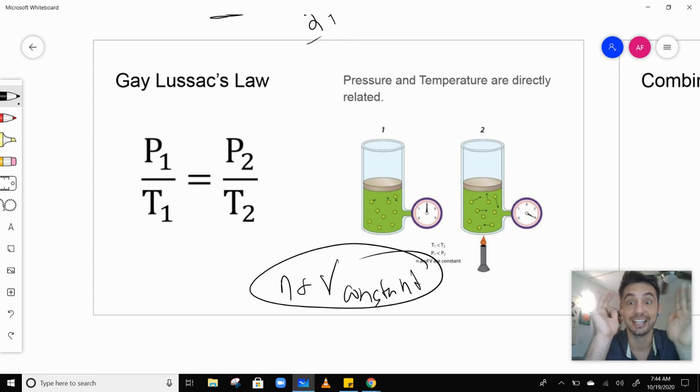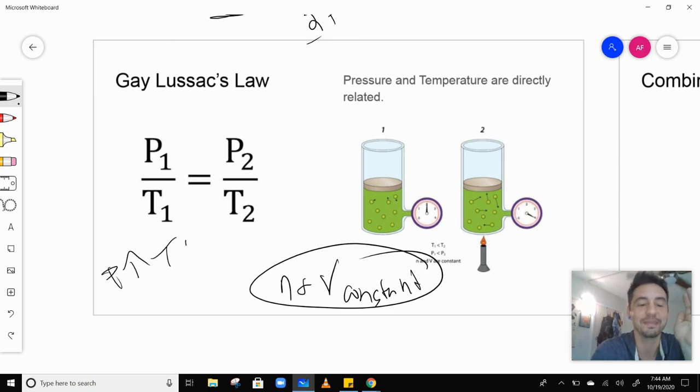I'm sorry. They're directly related. As pressure goes up, temperature goes up. That makes a lot more sense. It's way too early in the morning here. They're directly related. One goes up, the other goes up.